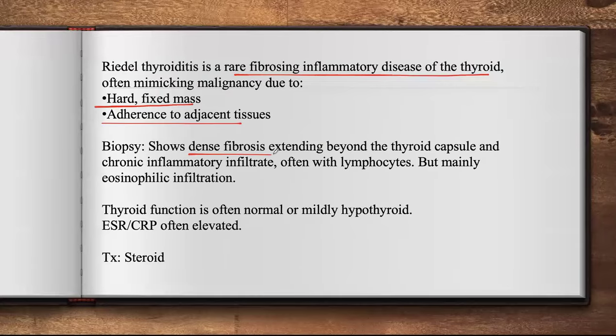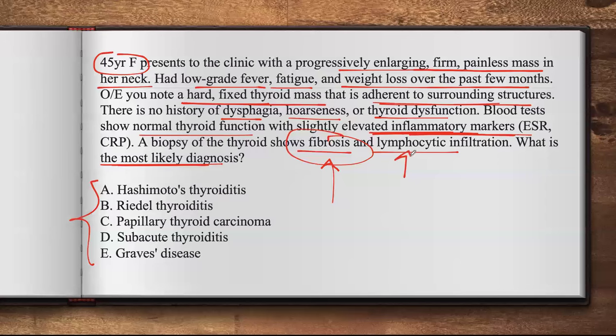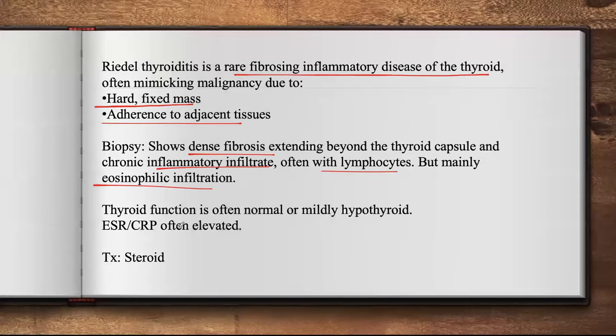Biopsy will show dense fibrosis, inflammatory infiltration, often with lymphocytes, but mainly eosinophilic infiltration. So you can get both lymphocytes and eosinophils in this patient, but we can see the biopsy found lymphocytic infiltration, which is fine. It can happen, it can have either lymphocytic or eosinophilic infiltration. Thyroid function is usually normal, ESR and CRP usually elevated. Treatment in this case is a steroid because it's an inflammatory condition.